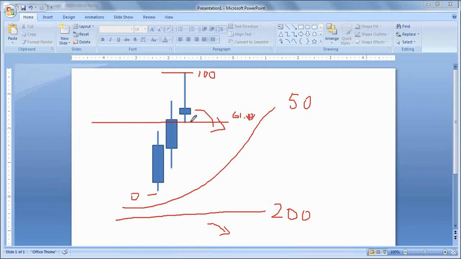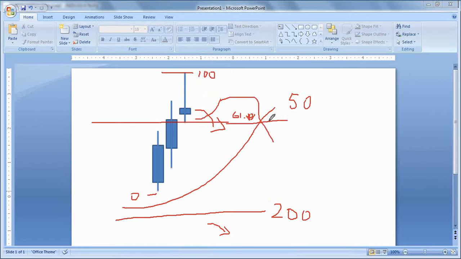and whenever it touches 61.8%, it will go upwards. I believe generally it goes up to 100% or 88%, but nonetheless, let's not make it complicated for you. It will go upwards afterwards, and afterwards it will again come back.